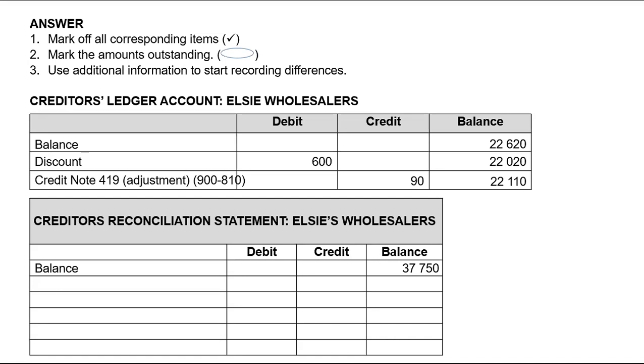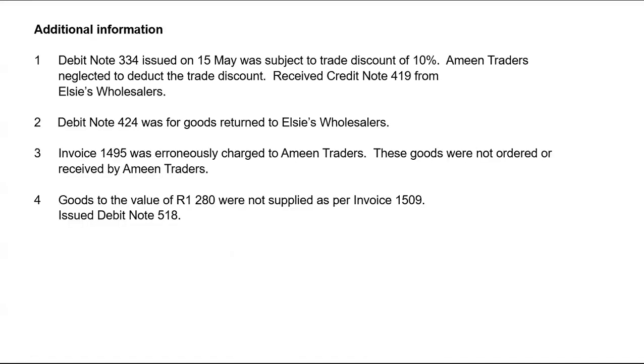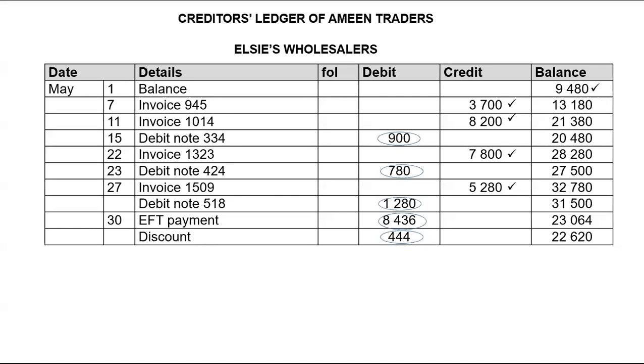And this comes from what we have under additional information. They said debit note 424 was for goods returned to LC wholesalers. So let's check debit note 424. It must be here. There it is on the 23rd, debit note 424 for 780. It is for goods that we returned to LC wholesalers. So it's not us that made a mistake, it's LC wholesalers. So LC wholesalers will have to credit our account by that debit note.